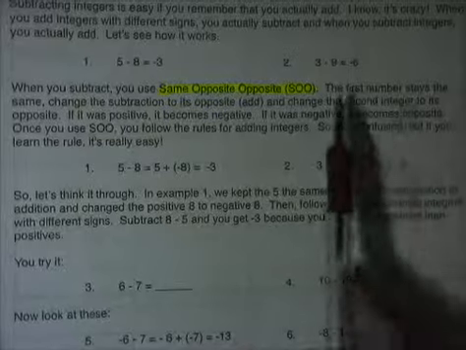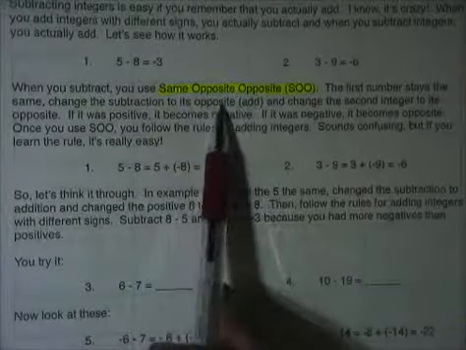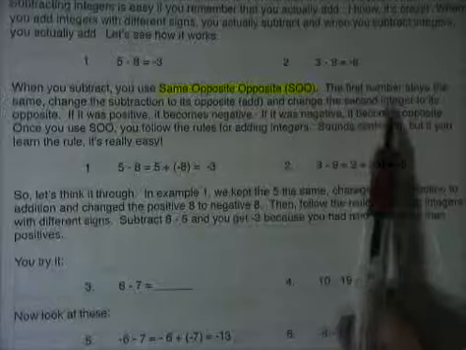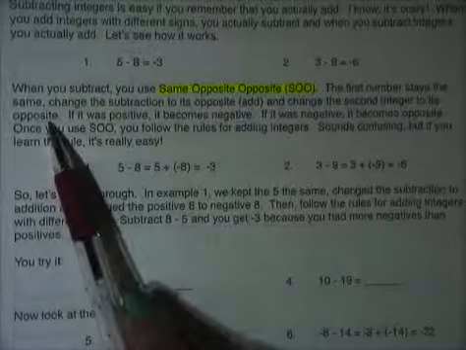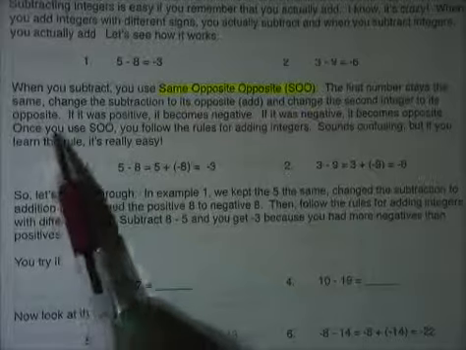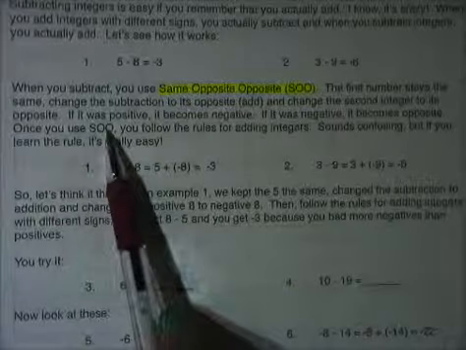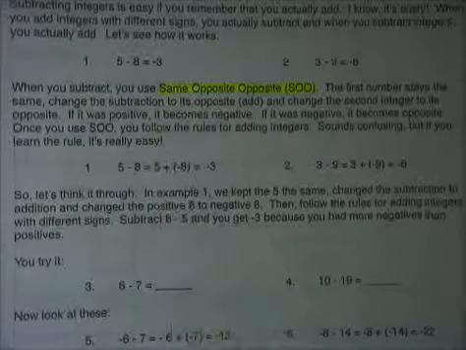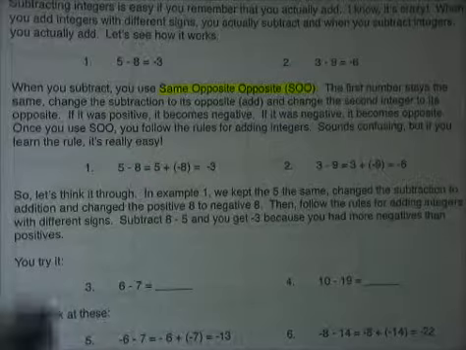So what actually happens is the first number stays the same, you change the subtraction to its opposite or add, and you change the second integer to its opposite. So if it's positive it becomes negative, if it's negative it becomes positive. Once you use SOO, you follow the rules for adding integers. Sounds confusing, but after you learn the rule it's really easy.